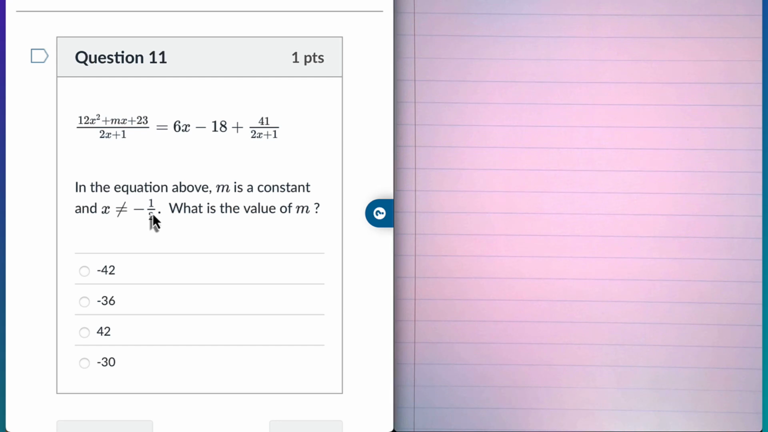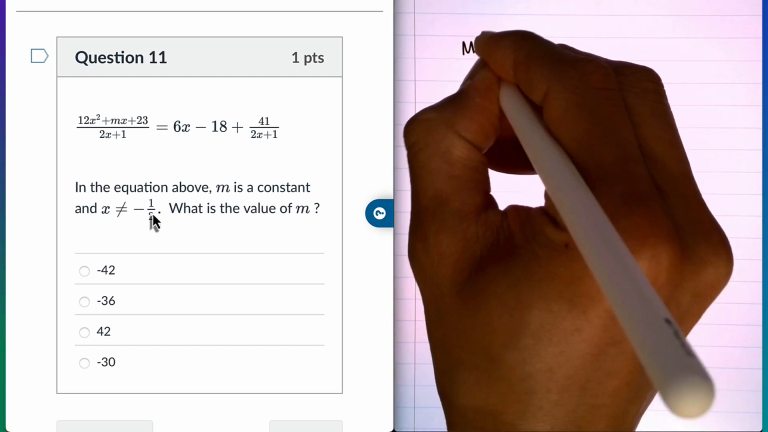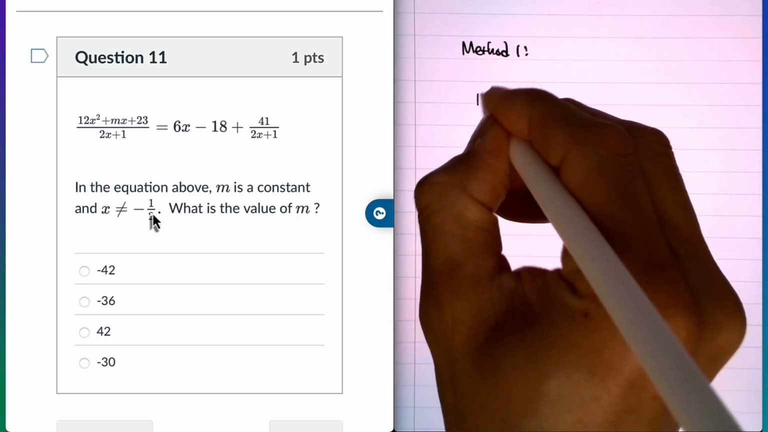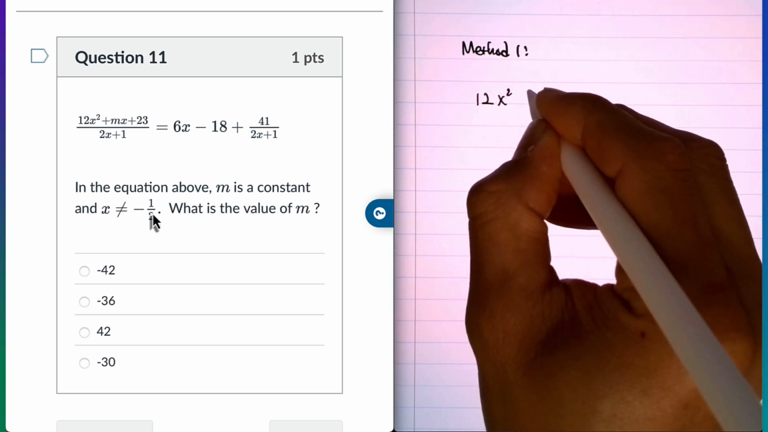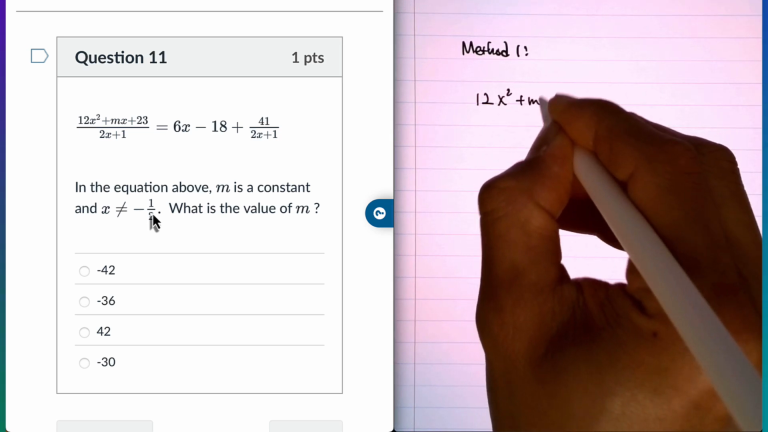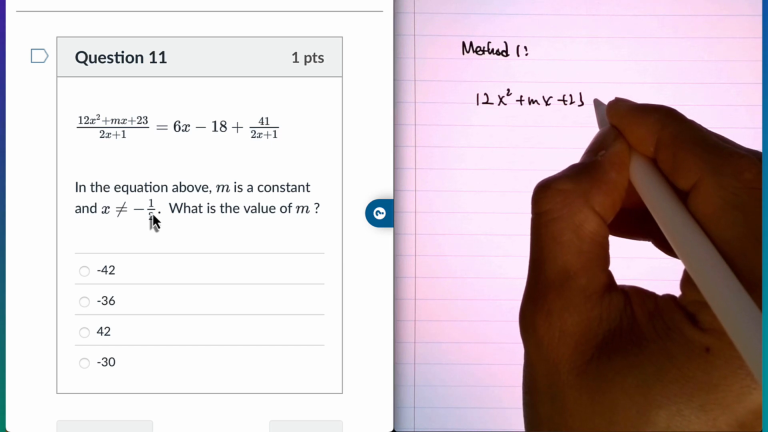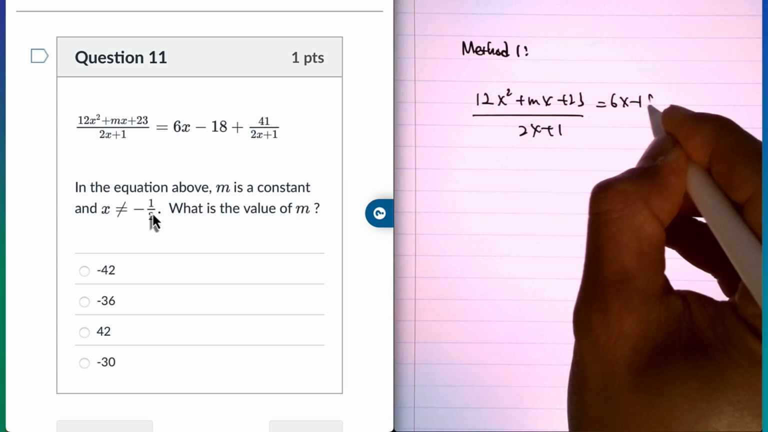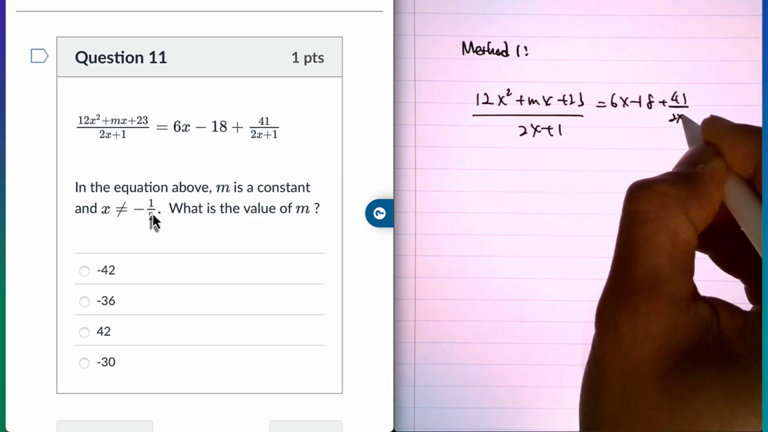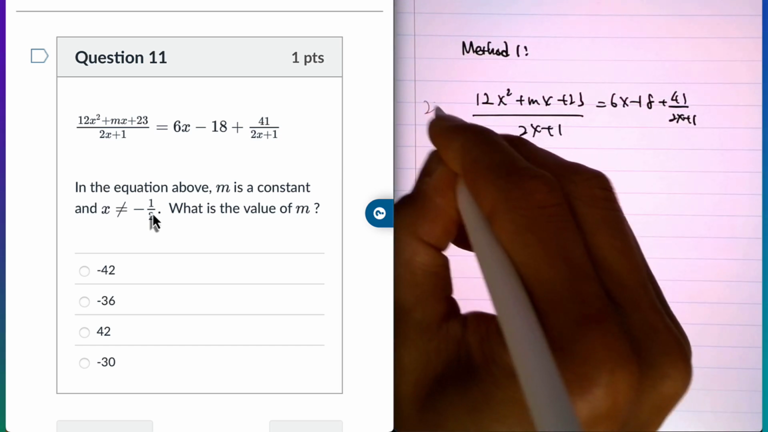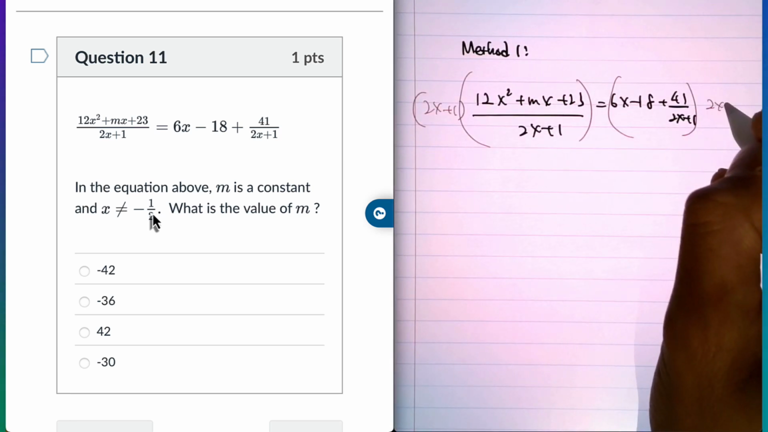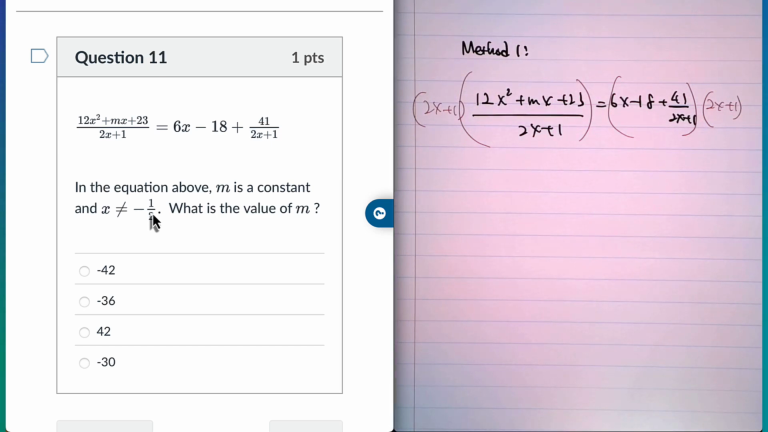So you know what? I'll show you both ways. I'm gonna start with method 1. I'm not sure which one's faster actually. Why don't we just multiply 2x plus 1 on both sides? Because that's what's found in the denominator. So when you multiply 2x plus 1 on both sides of the equation, it's holding the property of equality.